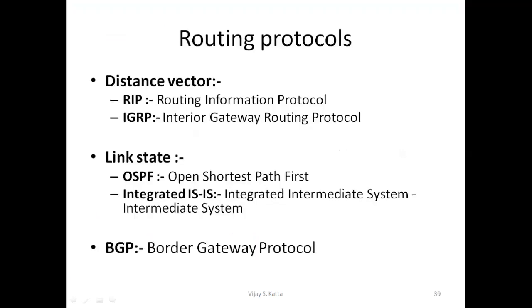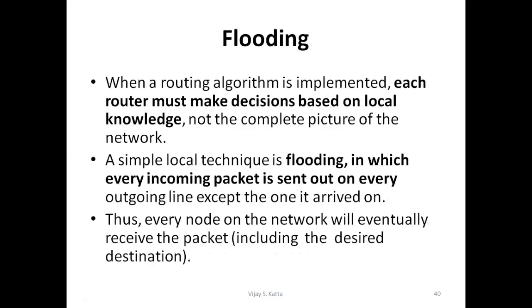Again, RIP, that is Routing Information Protocol, and IGRP, Interior Gateway Routing Protocol, are examples of distance vector routing algorithm. In most universities, they ask questions on the RIP protocol. From the link state point of view, OSPF, that is Open Shortest Path First, is again an important one from the university exam point of view. And Integrated IS, that is Intermediate System to Intermediate System. From inter-domain routing, we have BGP, Border Gateway Protocol. From the university point of view, RIP, OSPF, and BGP are the important examples. You have to study in depth.